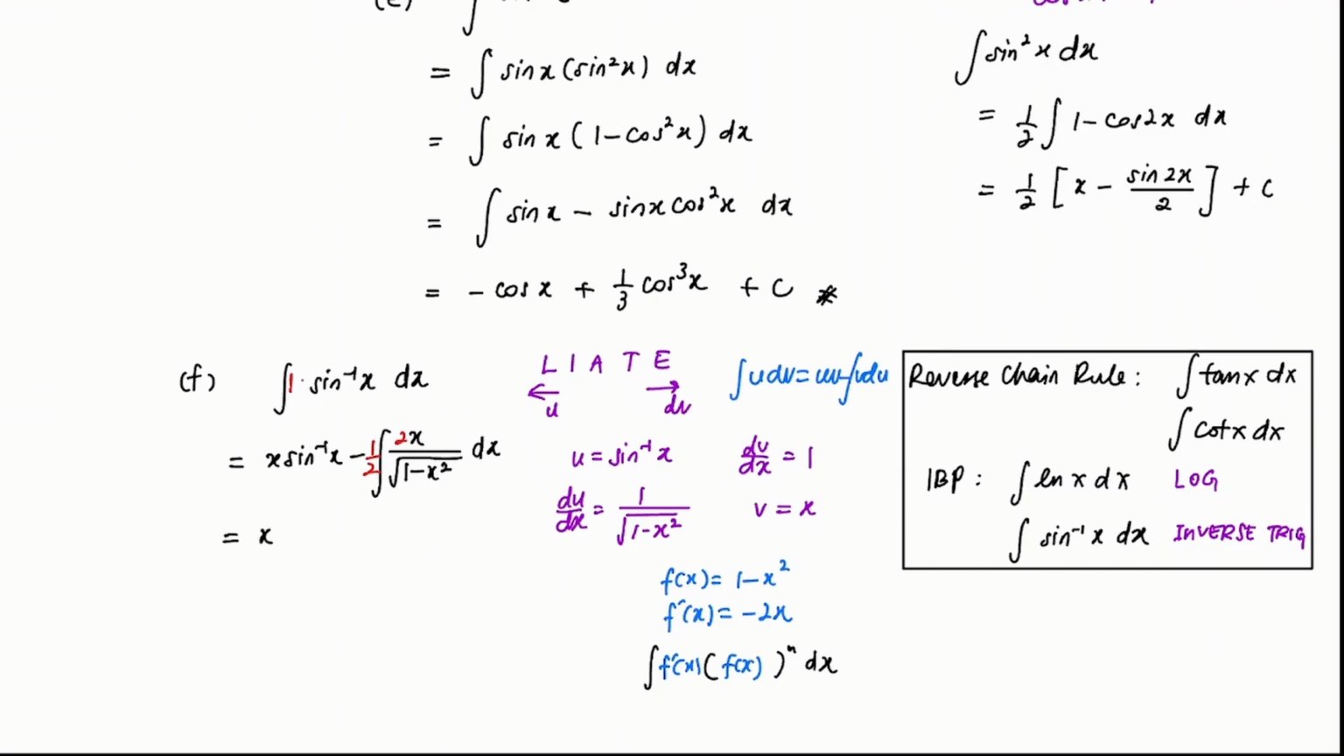Because of that, we have x sine inverse x minus half, then over here, power negative half plus 1, divided by new power, plus c. So this is power plus 1 over the new power plus c. Because of this, these two will cancel each other out, and then we'll get something like this.